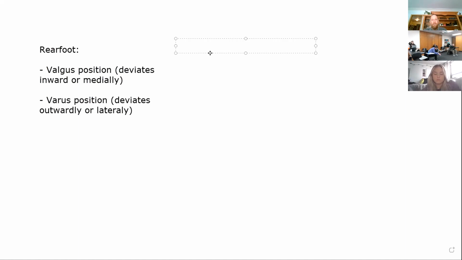Okay, so we got the rear foot. Obviously, if we have a change in the rear foot, then we have the midfoot. My midfoot, generally speaking, in response to the position of my rear foot, can either pronate, or it can supinate. All right, so my arch, my medial longitudinal arch.